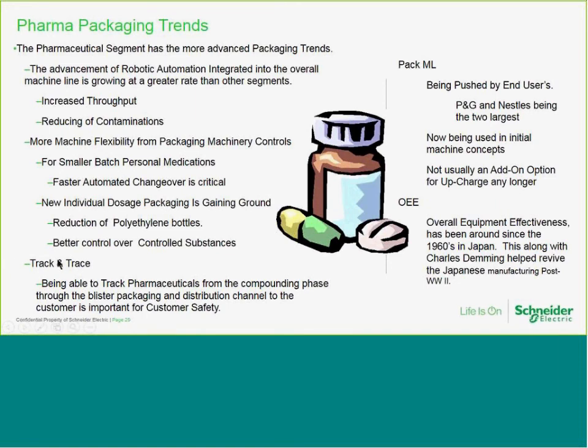Track and trace, you may all remember the Tylenol scare a few years ago. We need to know exactly where a batch of product is shipped and be able to retrieve that. So track and trace has only grown since that experience years ago. PackML is being pushed a little bit in the pharmaceutical, but some of our food and beverage customers, P&G and Nestle's, are two of the largest pushing PackML. OEE has been around since the 60s and is finally getting a foothold in North America. And as Scott presented, we have solutions for that, and there's different ways to implement them.